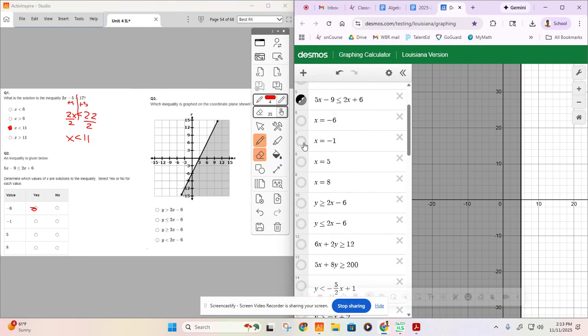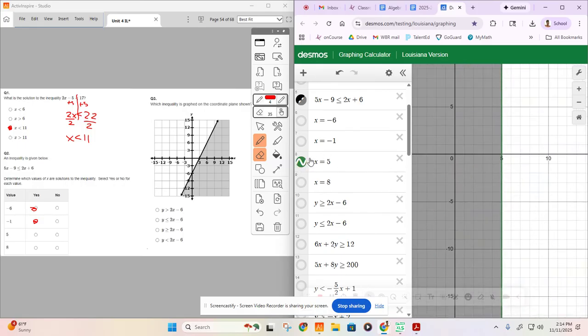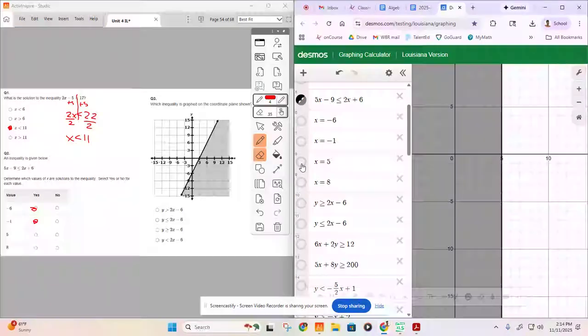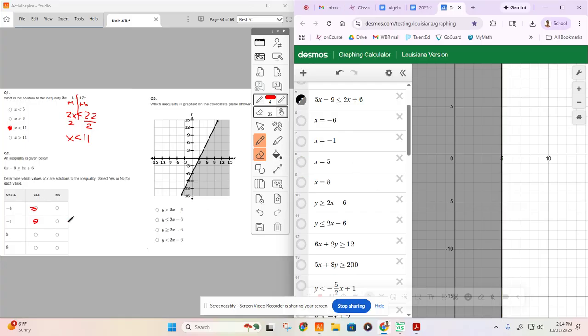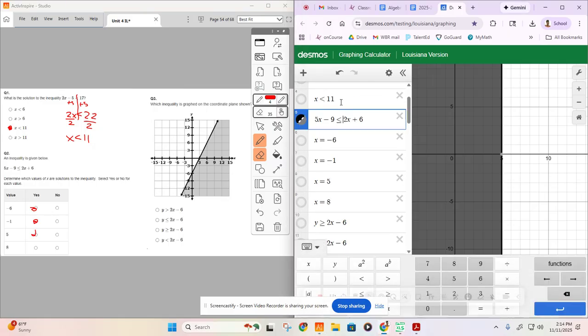Now I'm going to go to when x equals negative 1. That is also in my shaded area, so yes, it's a solution. The next one is when x equals 5. If I look at x equals 5, it is on top of this solid line. Since this line is solid and it's directly on top of it, it is a solution. Had the original line in this problem had the equal to not been there, and it was a dotted line, then 5 would have not been an answer.